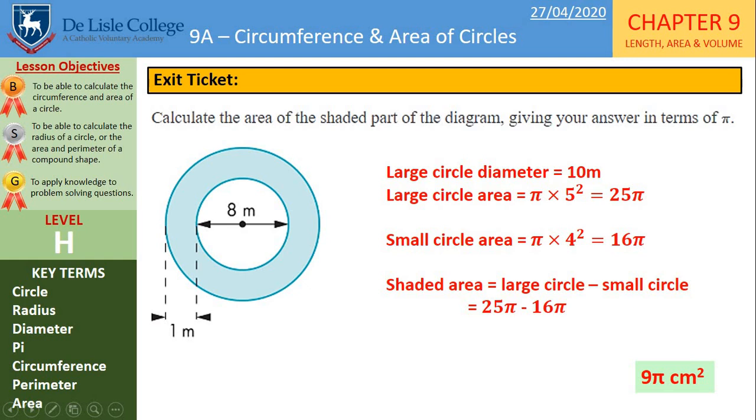So we have that the large circle area is 25 pi, the small circle area is 16 pi. So subtract the small from the large, which gives us that 9 pi centimetres squared.